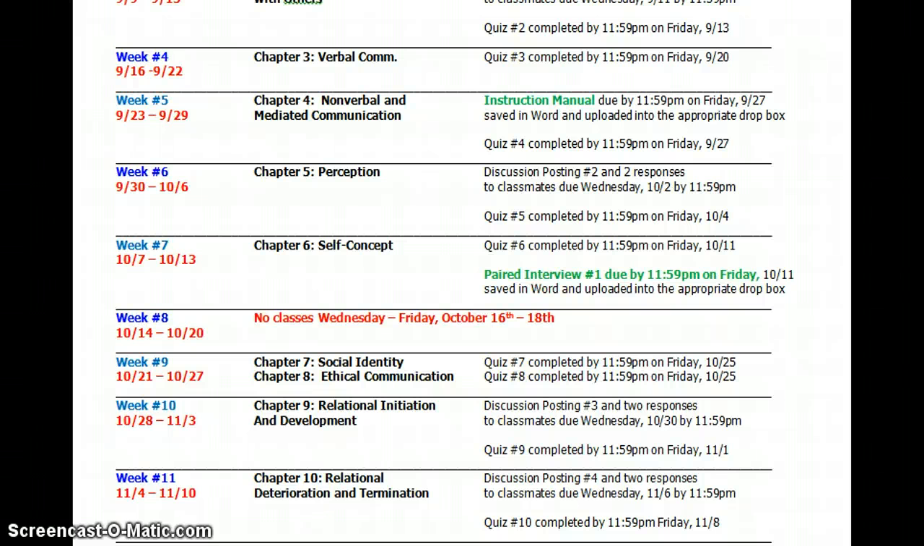This week we are going to be working on chapter 3, which is all about verbal communication. And remember folks, as we are moving through this first section of the textbook, we really are looking at some of the different channels that we use in that communication model process. So this week, what we're going to look at is that verbal channel. So for week number 4, which is September 16th through September 22nd, that's what we will be focusing on.